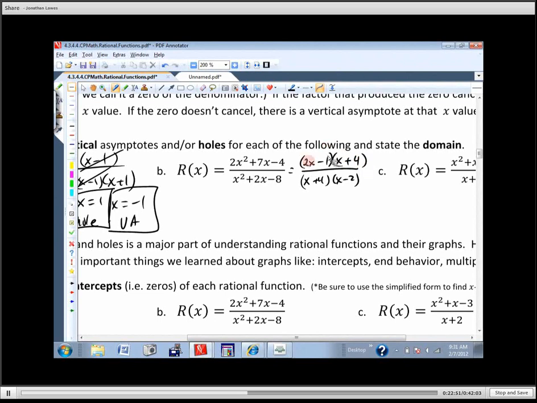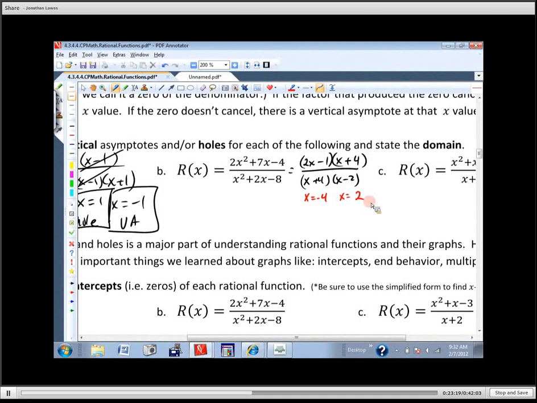These multiply to be 2x squared. These multiply to be negative 4. These multiply to be positive 8x, and those multiply to be negative 1x. So that's a positive 7x. So did we factor it correctly? Okay. The next thing we do is we identify, are there any problems with the domain? Are there any numbers that we can't plug in? What can't we plug in here? Okay, negative 4 and a positive 2, right?